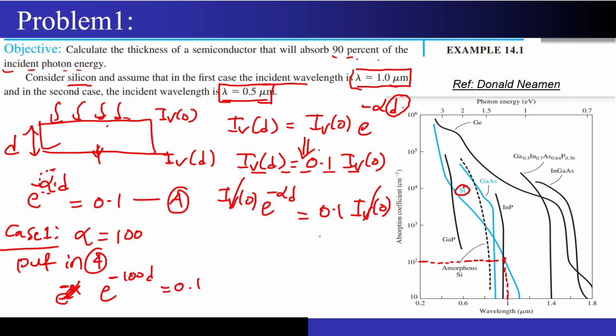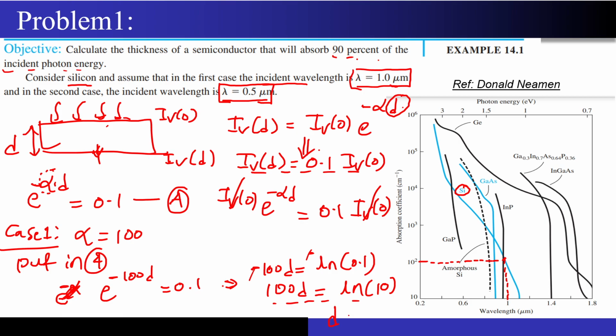And if I just take the log on both the sides, what I will be left with is minus 100d is equal to ln of 0.1. And if I write 0.1 as 1 divided by 10, then I will be left with 100d is equal to ln of 10. There will be a minus term appearing, so that this minus and this minus will get cancelled. So now this is what we have. If you just substitute it, the value of d that will come out will be around 0.023 centimeters.